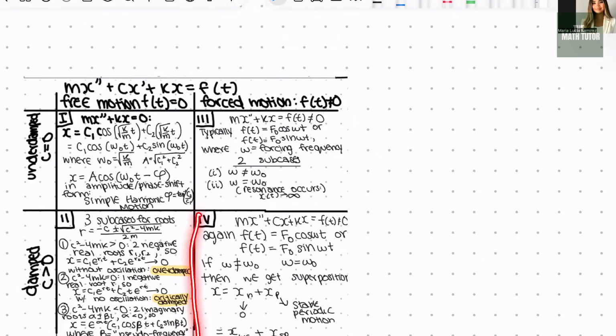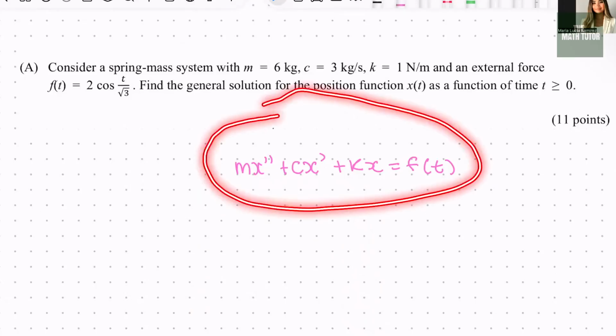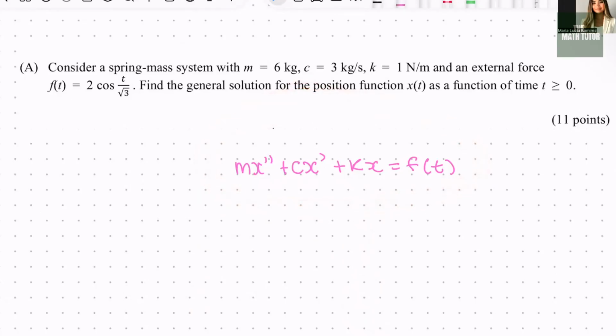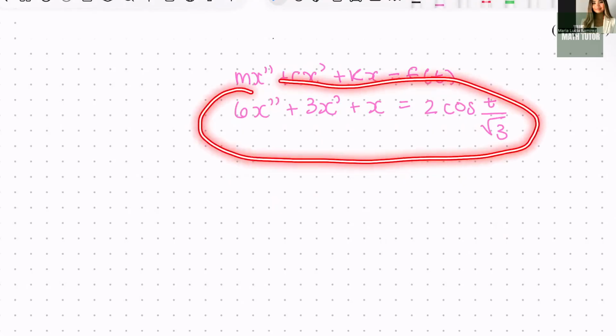We're looking into category 4, and basically it gives a breakdown into how it works. So you use this equation. This is what the equation should look like if you picked the right category. So I'm going to fill that out here. It's going to be 6x double prime plus 3x prime plus x equals 2 cosine t over root 3. So this is our differential equation.